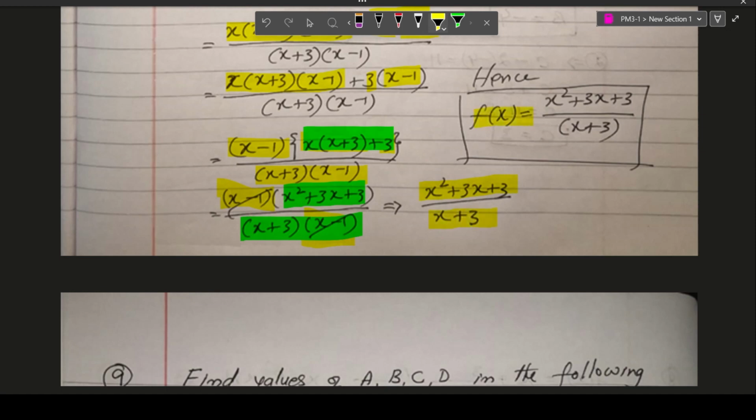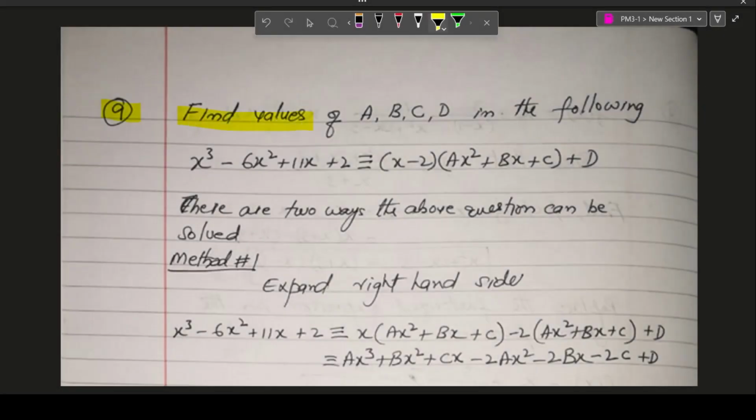Hence f(x) will be equal to the algebraic fraction which was asked for. Find the values of a, b, c, d in the following: x³ - 6x² + 11x + 2 = (x - 2)(ax² + bx + c) + d.